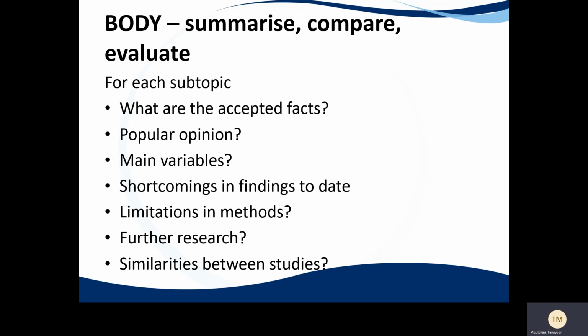Now, within the body, within each of the paragraphs that I've spoken about, you talk about the accepted facts, the agreed and accepted knowledge, what is the most echoed type of knowledge, what are the shortcomings in each of the things that you have looked at, what are the limitations, and what it says in terms of further research that needs to be done to clarify a similar thing. But you do this overview for each subtopic.